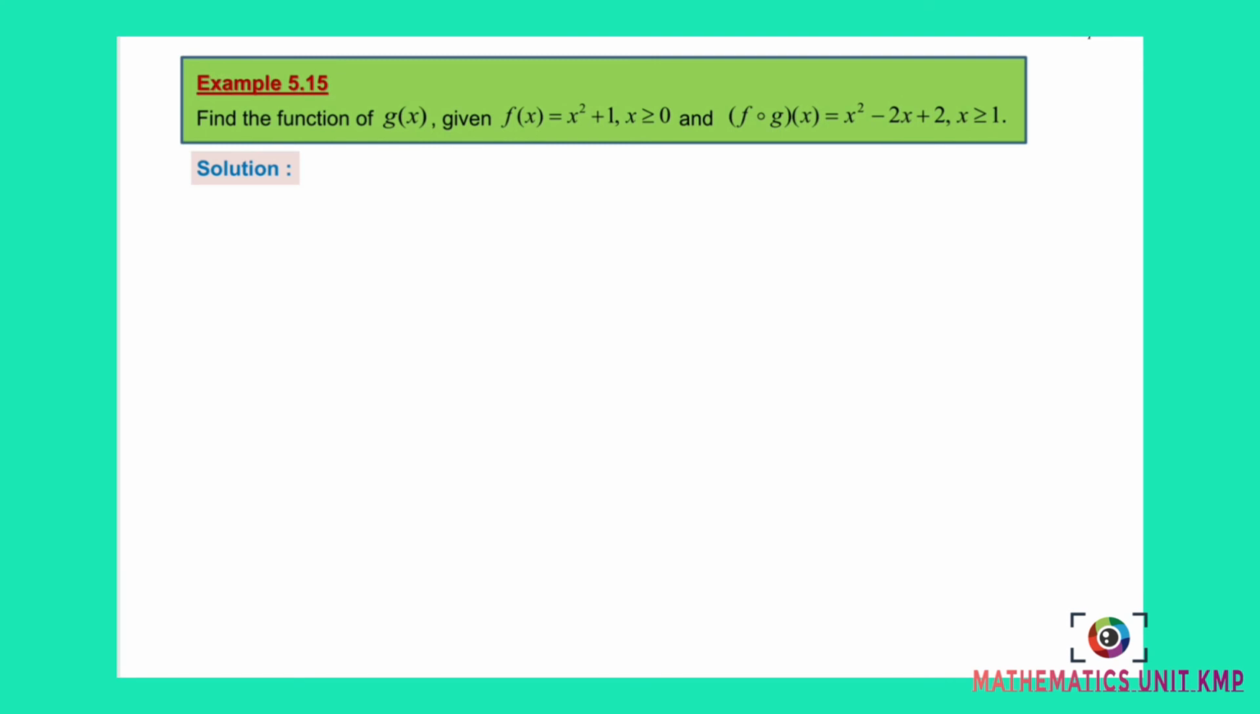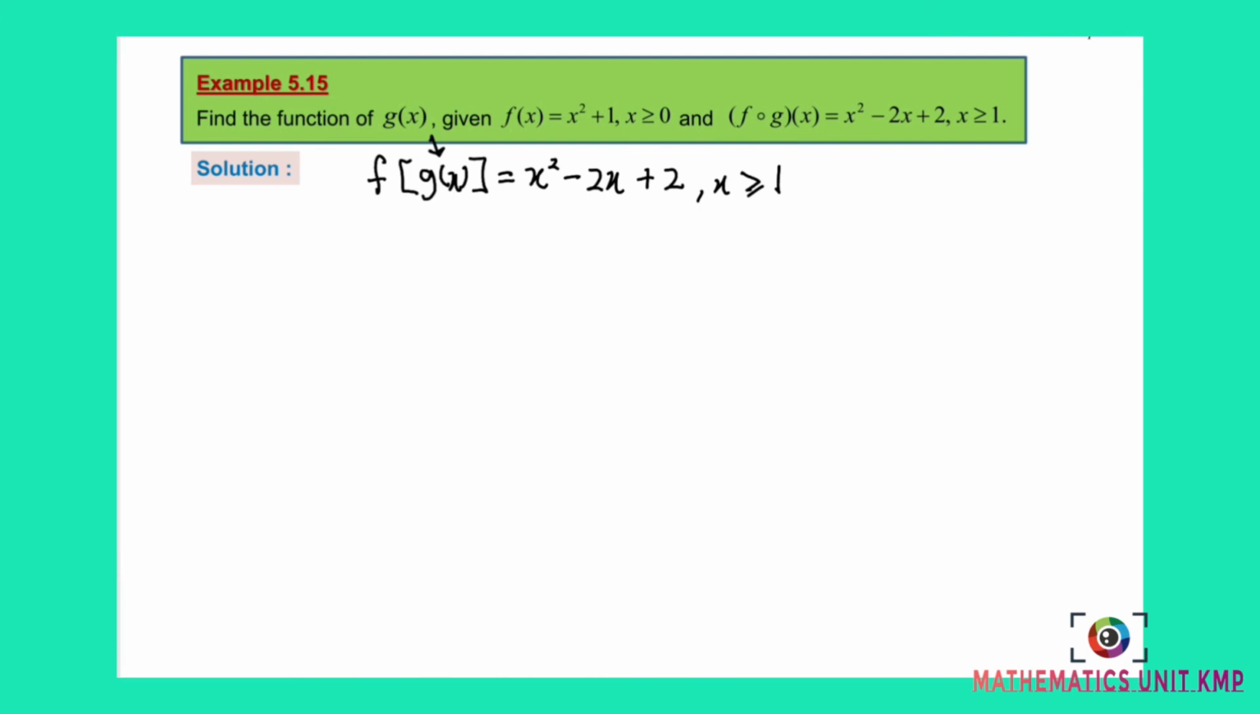Example 5.15. Find the function of g(x) given that f(x) equals x squared plus 1, x must always be greater or equal to 0, and fg(x) equal to x squared minus 2x plus 2, given that x must always be greater or equal to 1. So first of all, you just write the function given, x squared minus 2x plus 2. x must always be greater or equal to 1. Then, as you can see, what you want to find here now is not f(x), it's g(x), the object itself inside here.